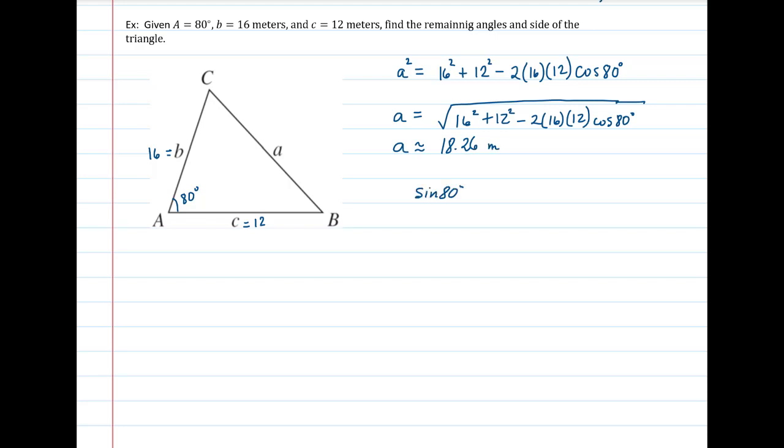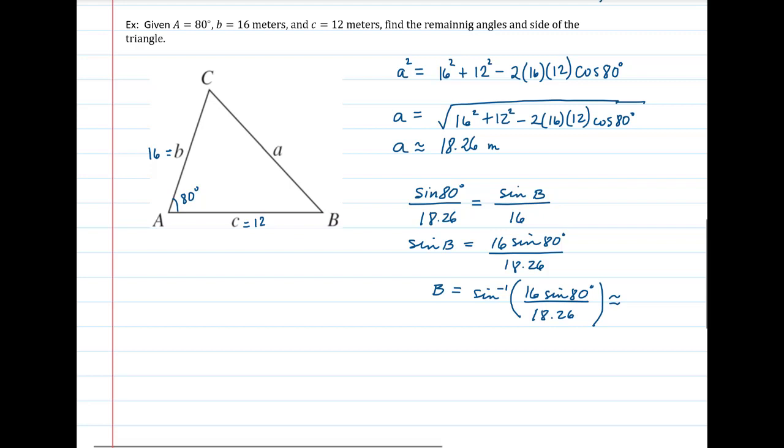Just like we did on the previous example, once you've used law of cosines to find A, you can use law of sines now to figure out the remaining angles. So we get sine of 80 degrees over 18.26 is equal to sine of B over 16. Sine of B is equal to 16 times sine of 80 degrees divided by 18.26. Remember we need to solve for B, so we're going to use sine inverse of that whole expression. Putting this in the calculator, we get the angle B is approximately 59.65 degrees.